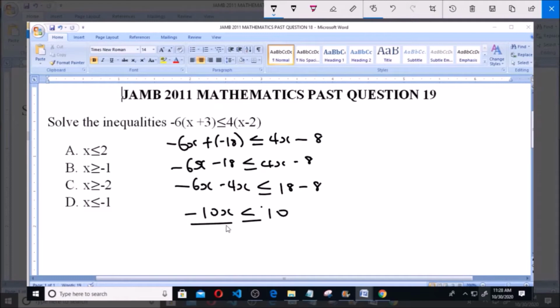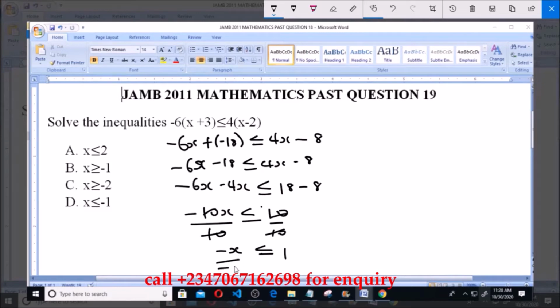Now divide both sides by the coefficient of x, which is 10. We cancel 10 here, giving us 1, and we cancel 10 here, so we have minus x is less than or equal to 1. Now, minus x is less than or equal to 1. We want to find the positive value of x.